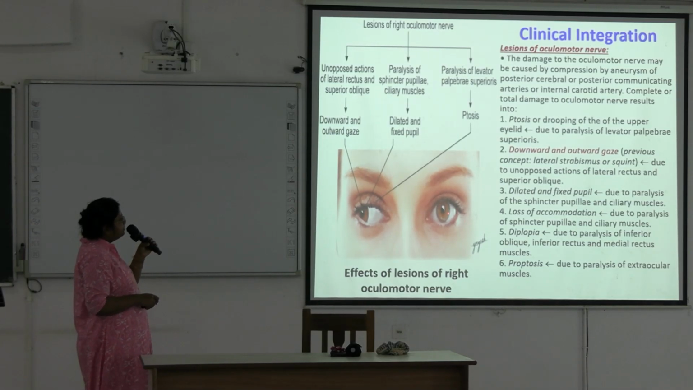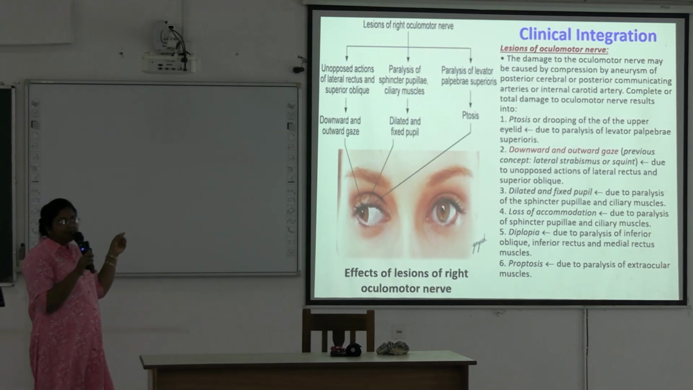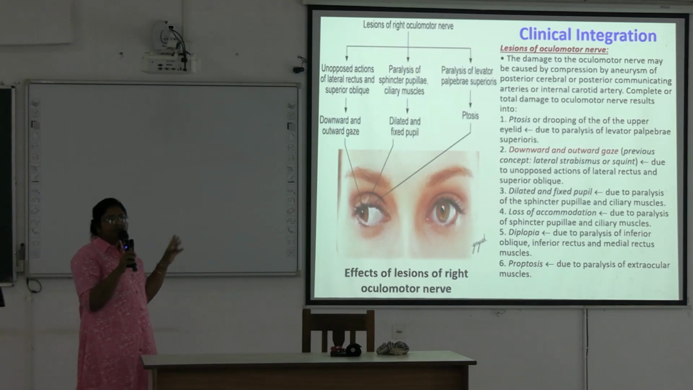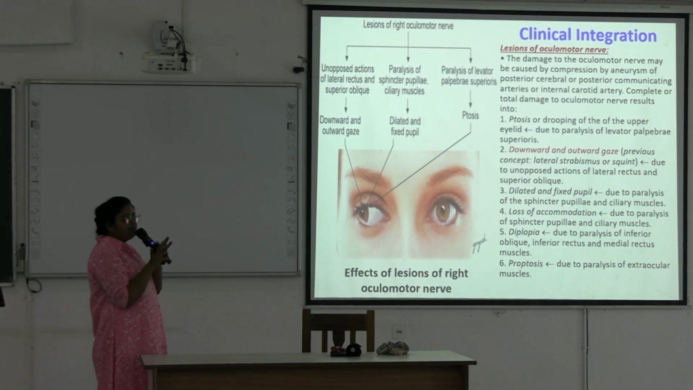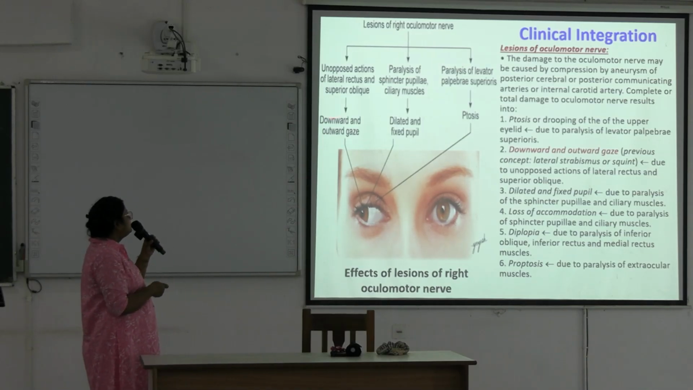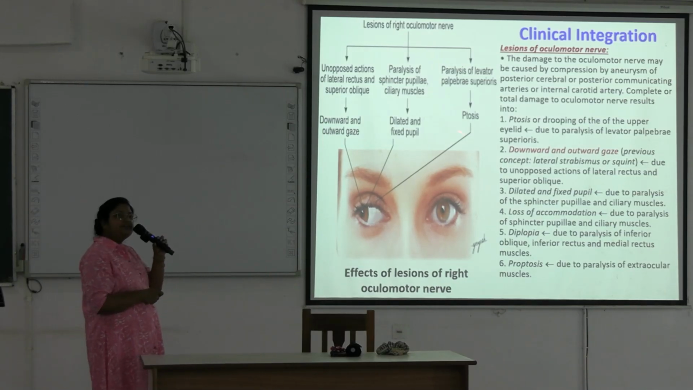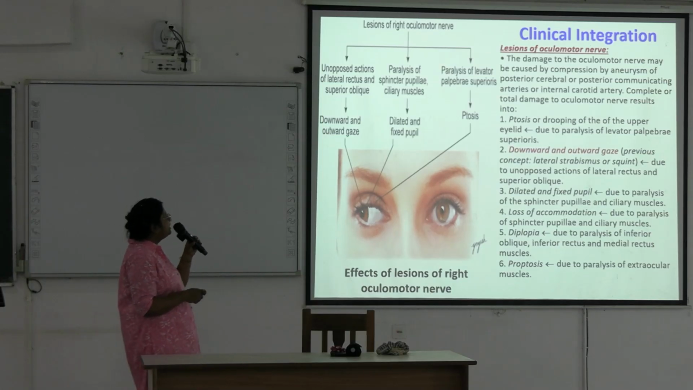See, compare the pupil size. Here it is smaller than on this side. This is a dilated and fixed pupil. And due to unopposed action of the lateral rectus and superior oblique, which are supplied by the abducens nerve and trochlear nerve and are intact, the eyeball will be rotated towards the lateral side due to the pull of the lateral rectus and downward due to the pull of the superior oblique. So the eye will have a downward and outward gaze. The eyeball will be located in this gaze.